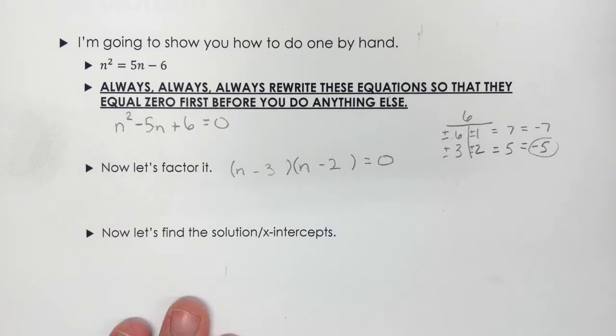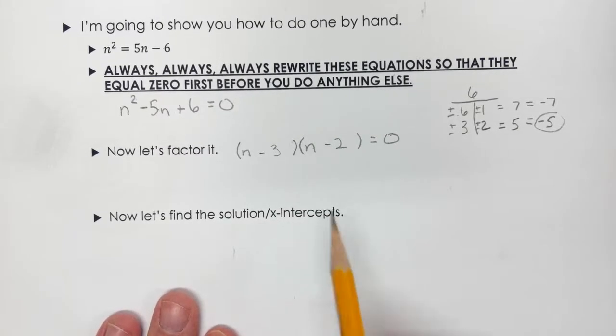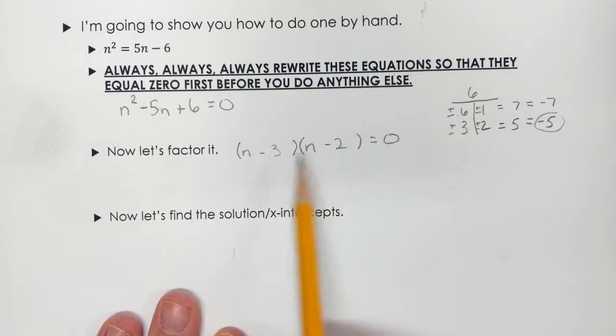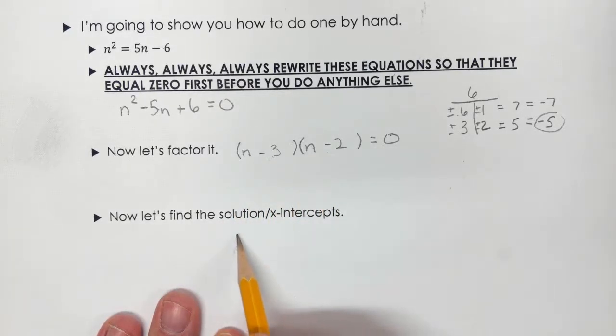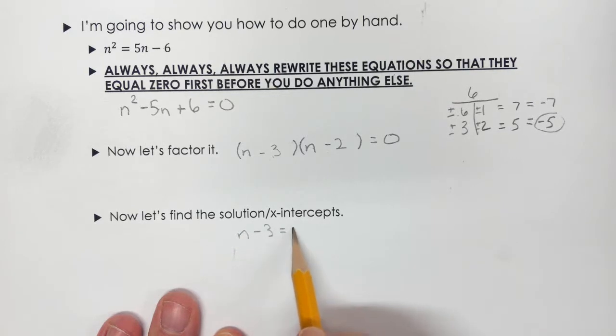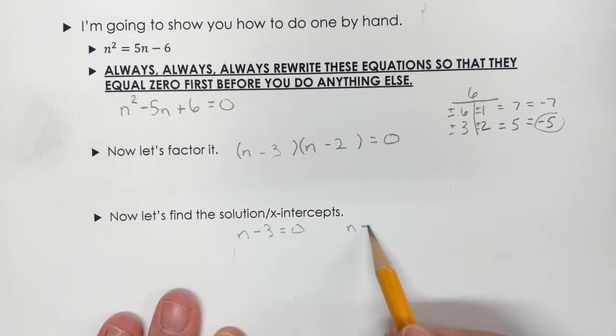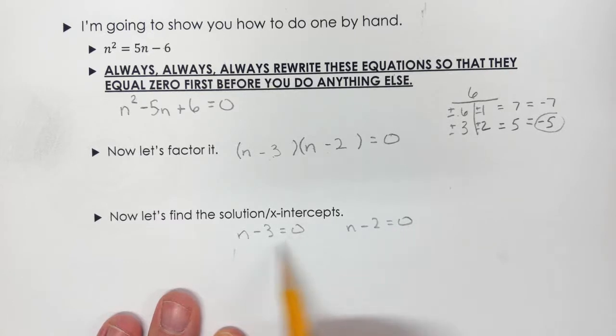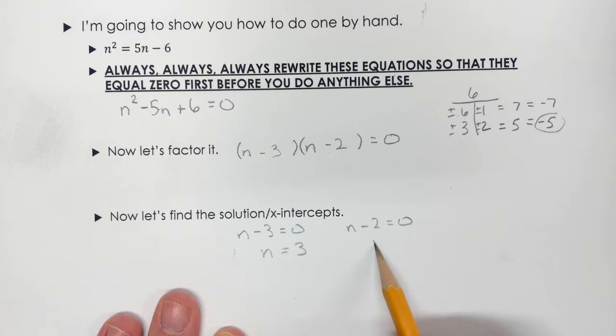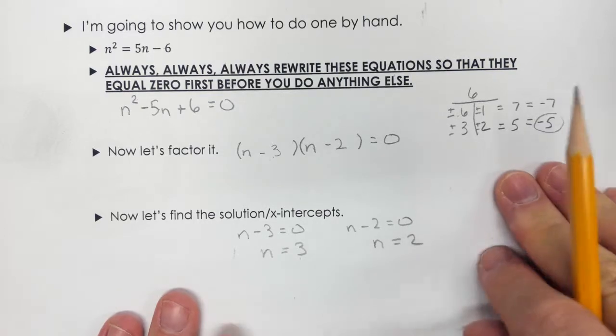Now that I have it factored, I can find my solutions or x-intercepts. What I do is take each one of these factors and set it equal to 0. So n minus 3 equals 0, n minus 2 equals 0. Add 3 to both sides, I get n equals 3. Add 2 to both sides, I get n equals 2. So my solutions here are 3 and 2.